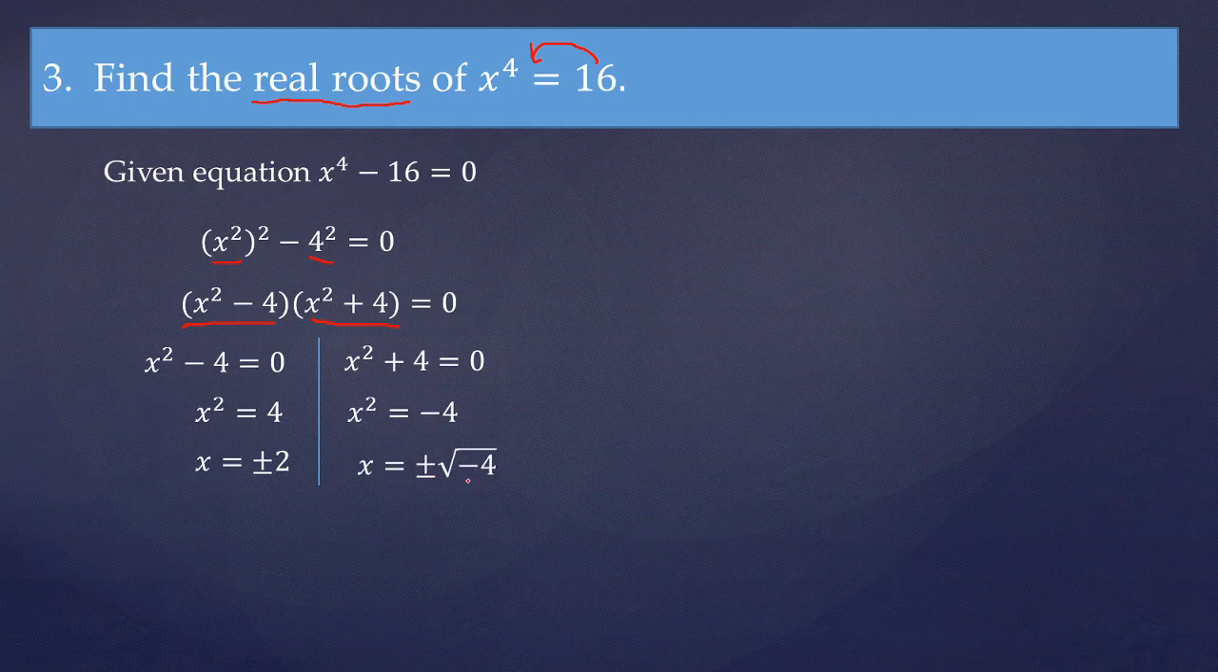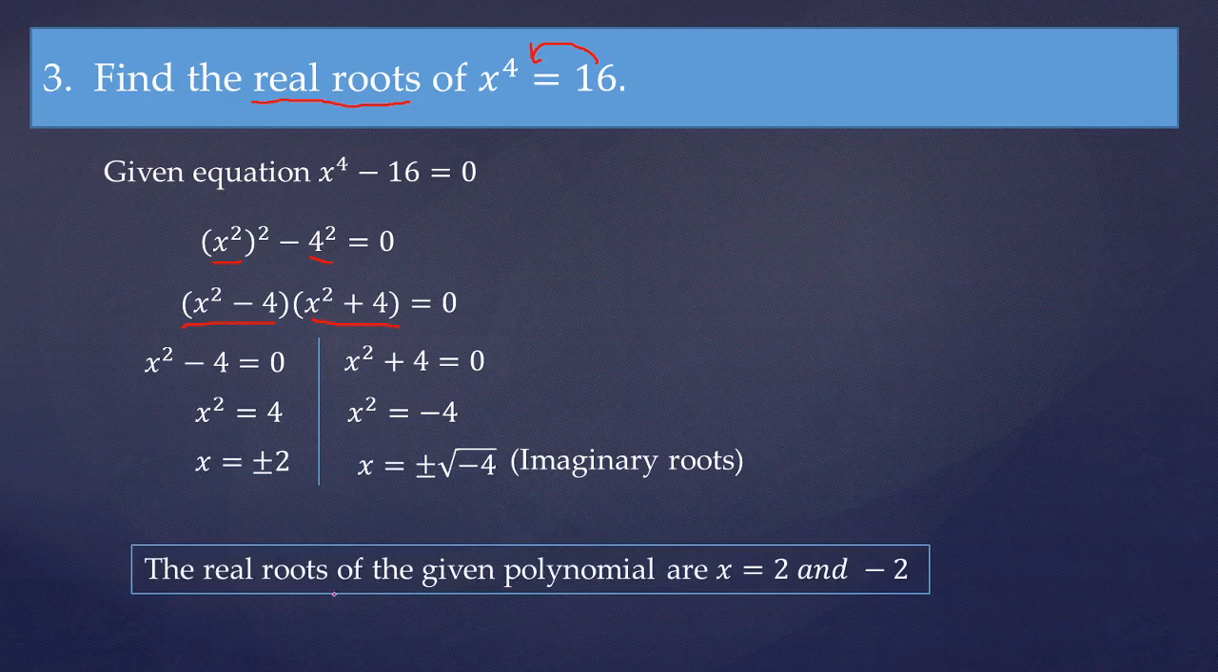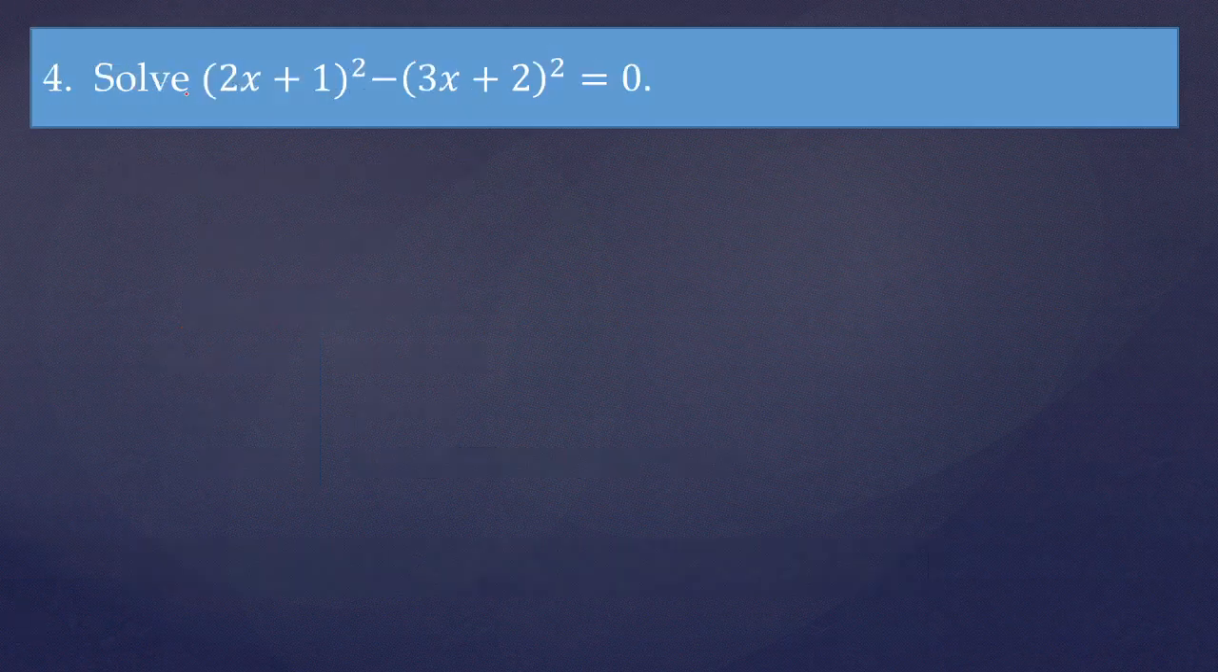Is it a real root? No. These are imaginary because we are having the square root of a negative number. So these are imaginary roots. But we want to find only the real roots. So the real roots of the given polynomial are x is equal to 2 and minus 2. Clear?